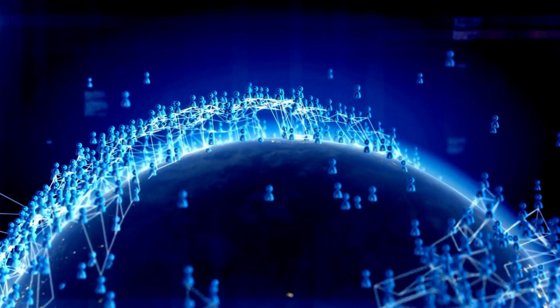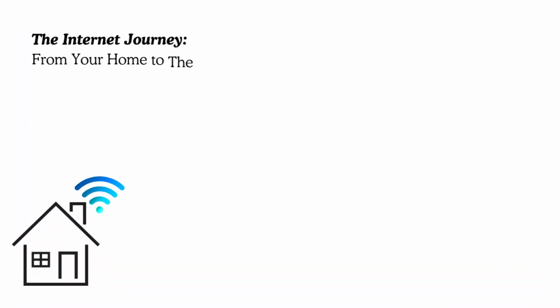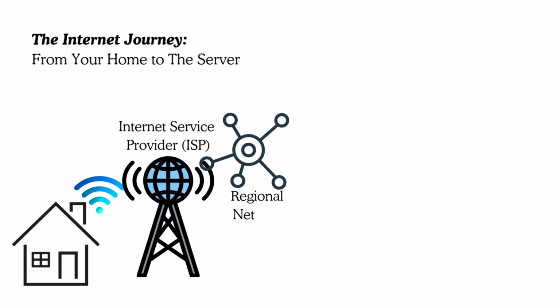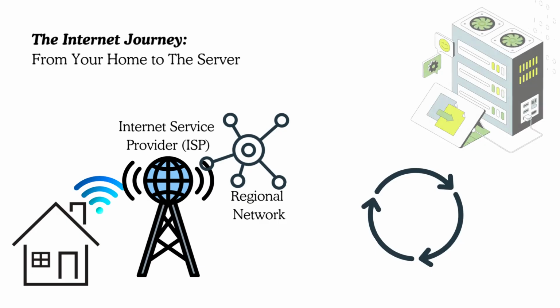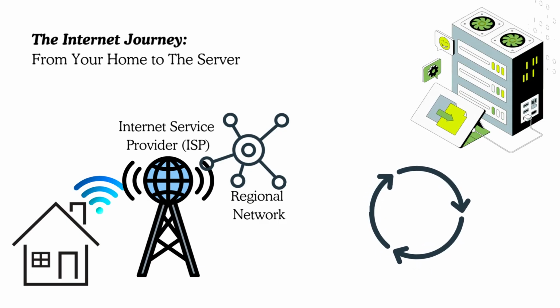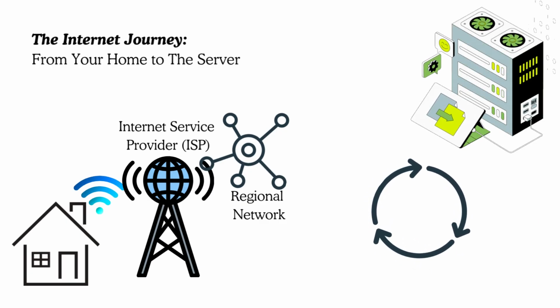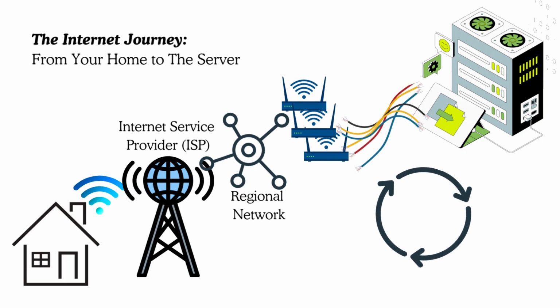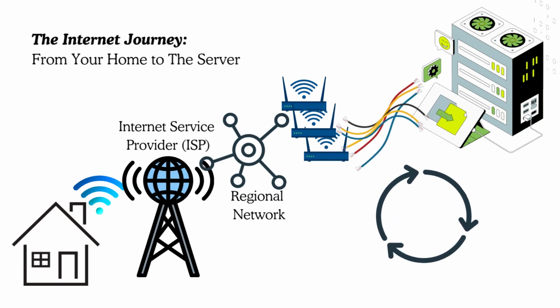This means when you connect to Wi-Fi at home, that network first reaches your ISP, Internet Service Provider. From there, it connects to a larger regional network, and this chain continues until your request reaches a server somewhere in the world. This entire system works so fast that in just a blink, your data crosses thousands of routers and cables to reach its destination.